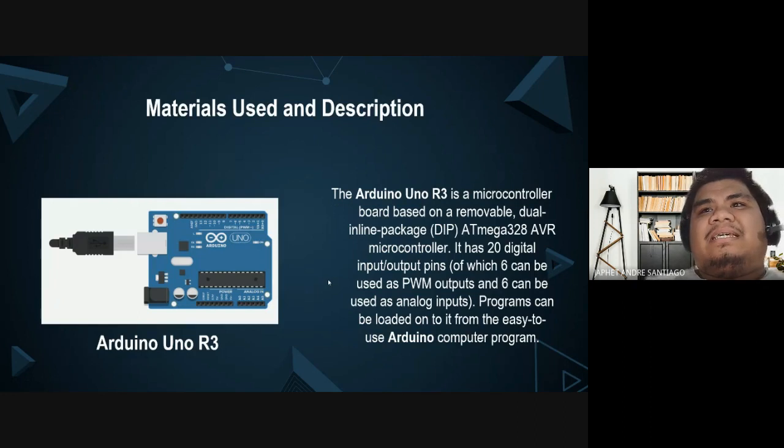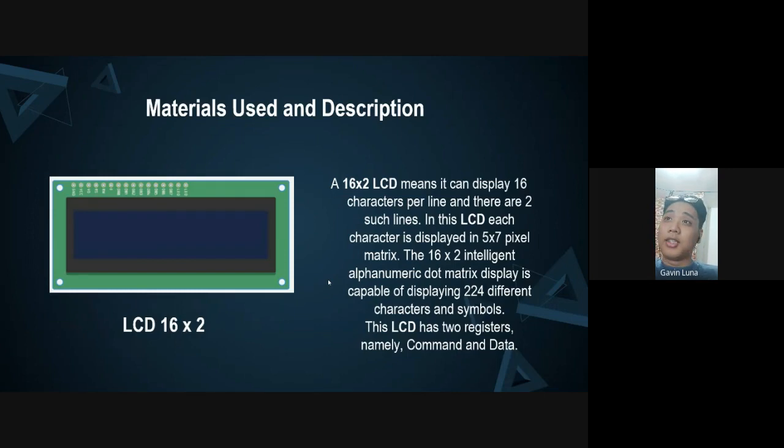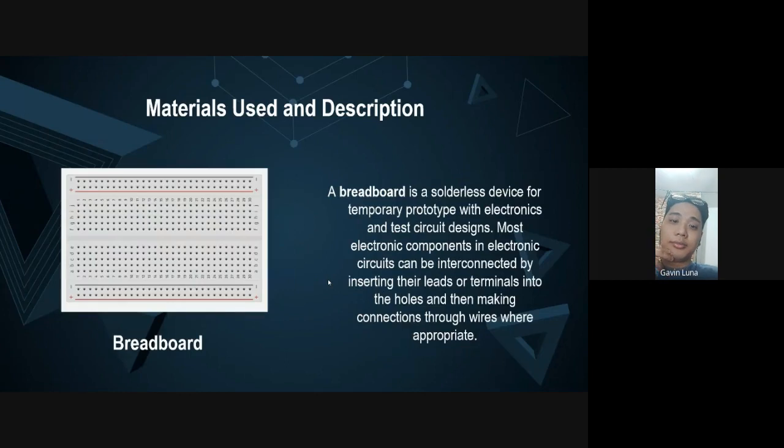Okay, thank you, Japet. The first material that we use is, of course, the Arduino Uno R3, so we can make all of our connections work. Next, please. And second is our LCD, which is 16 by 2, where we can see all the visible graphics of our game. Next, please. Next is the breadboard, where we input all the materials that we use for the connections.